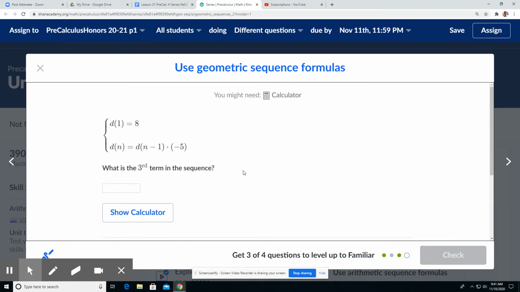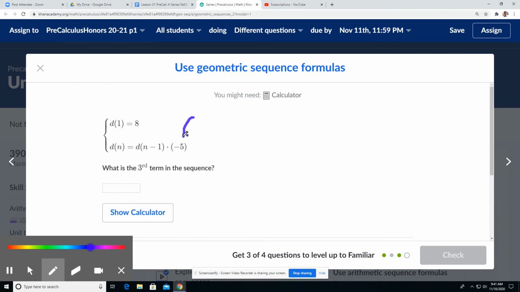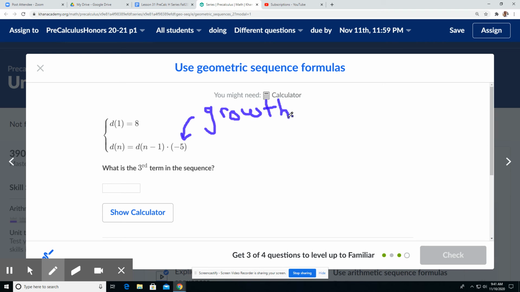This is our recursive sequence, so it's good to examine what's going on here. In this case, this is our growth or multiplier. So it grows exponentially, and it also shifts back and forth because that multiplier is a negative. This is our first term.